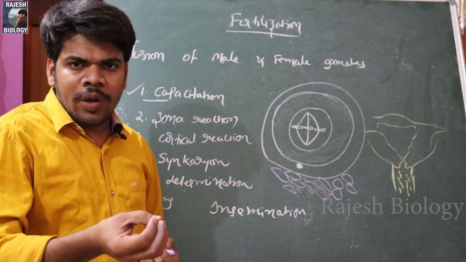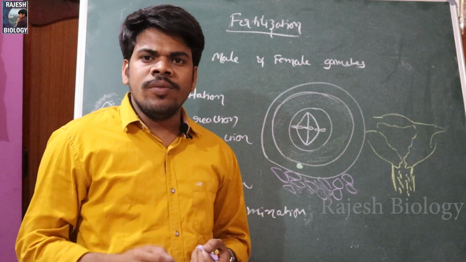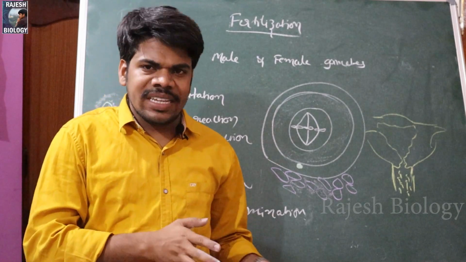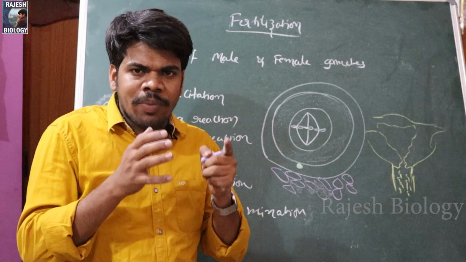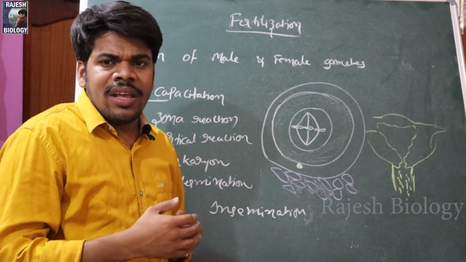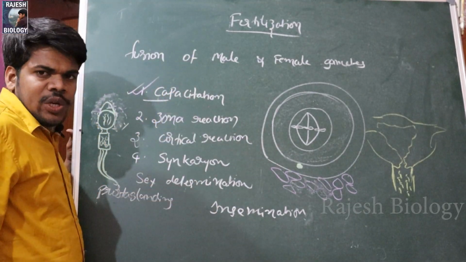So simply, if you want to write the definition: in order to fertilize the ovum, the sperm cell undergoes some biochemical changes. All the biochemical changes together are called the process of capacitation. What is it called? Capacitation.